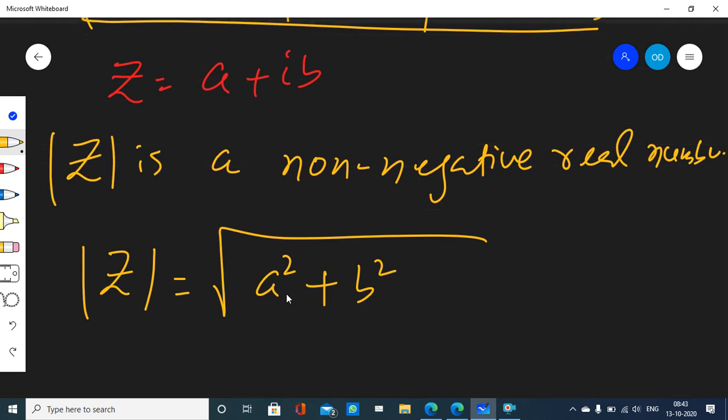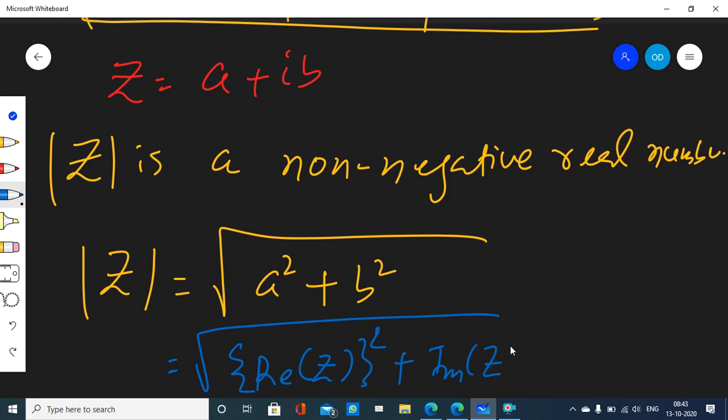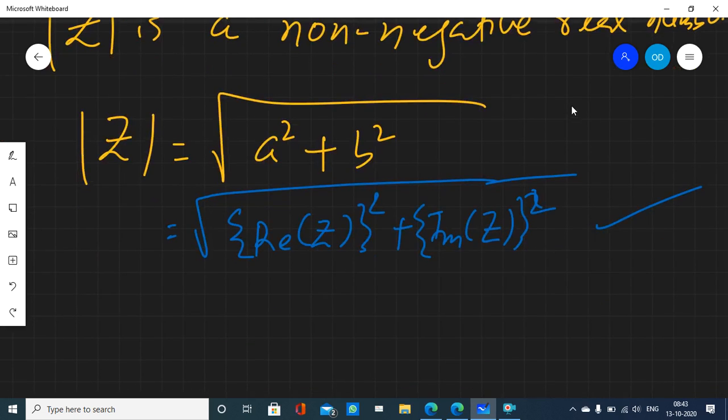Clear? Yes, sir. Okay. Where a is the real part of Z, and b is the imaginary part of Z. Remember, I discussed this. Modulus of Z is the square root of the real part of Z squared plus the imaginary part of Z squared.